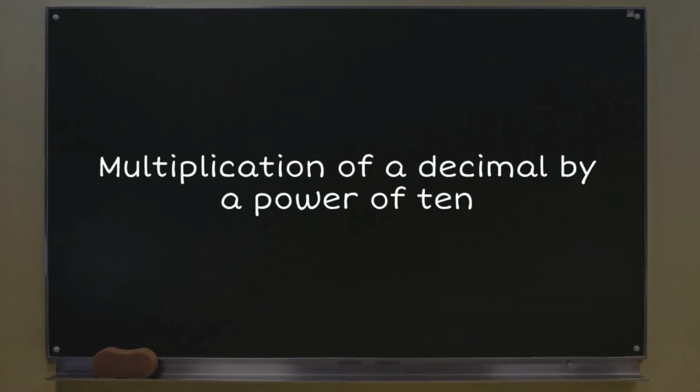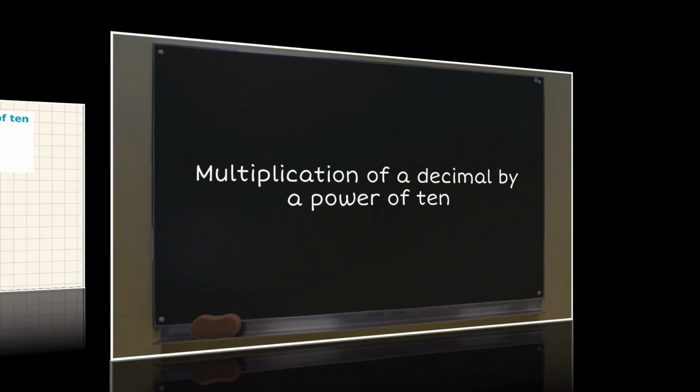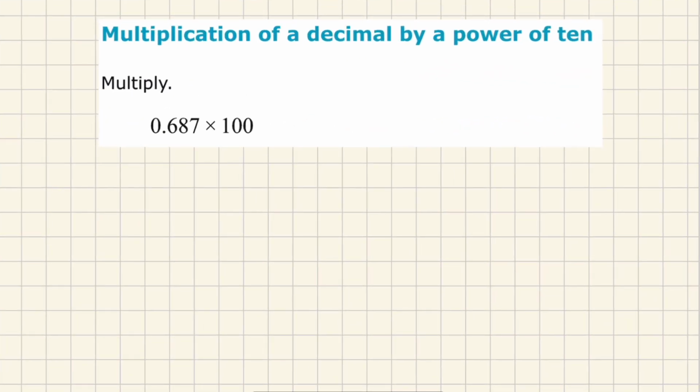Multiplication of a decimal by a power of 10. We're multiplying here by 100, which is a power of 10. Other powers of 10 being 10, 1,000, 10,000, and so on. And the reason this is its own problem type is because there's a handy shortcut that we can use when we're multiplying by a power of 10.